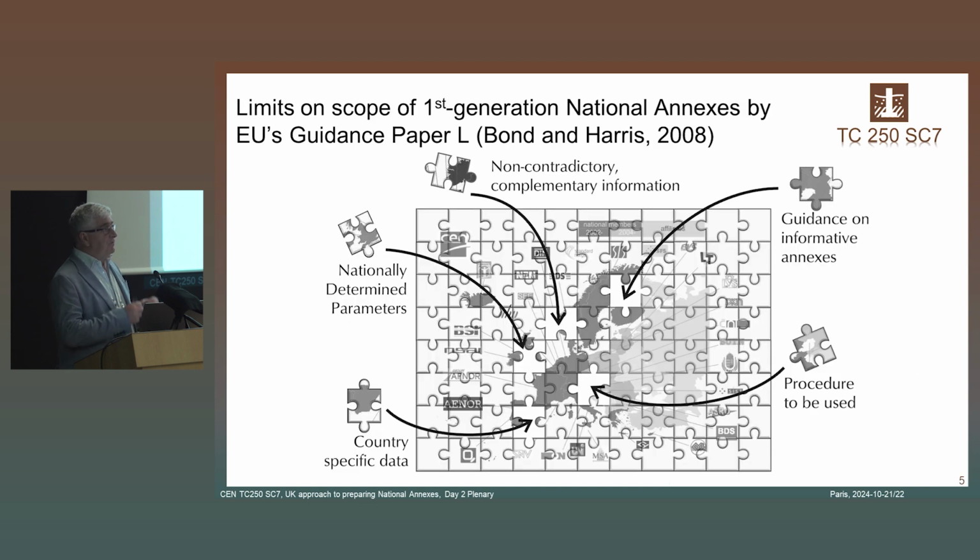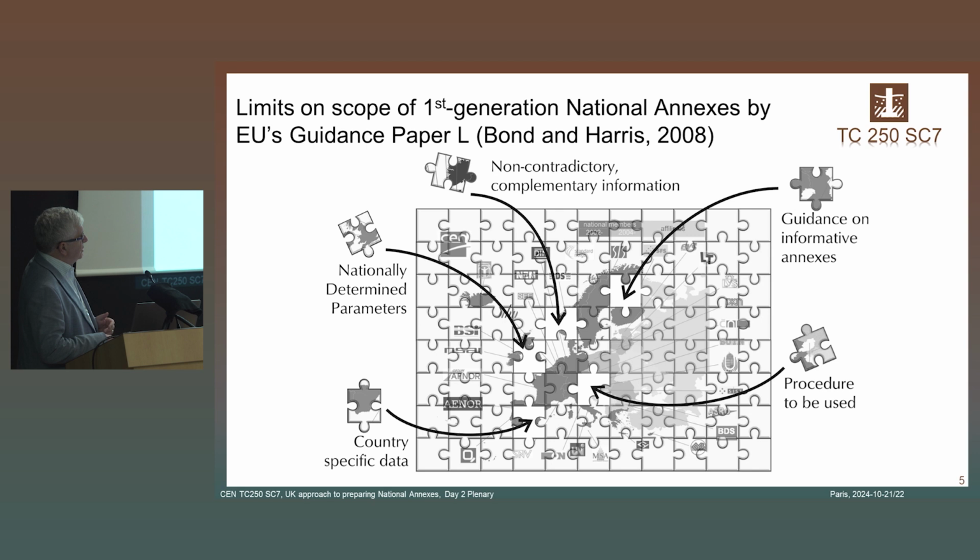Now, in terms of what goes in the national annex, with the first generation, the rules for this were set out in something called Guidance Paper L, which is part of the European Union's documentation, and it was something that we followed. There were 5 things that were allowed to put in a national annex. The first one on the left was the nationally determined parameters, so values of the partial factors, national choices, etc. The second one was country-specific data, which would be things like wind maps particular to your geography.